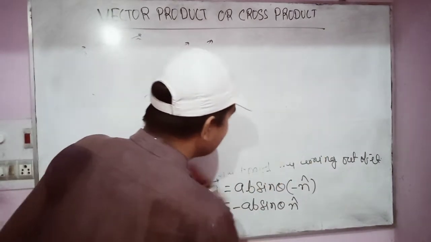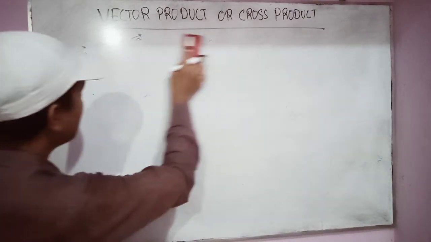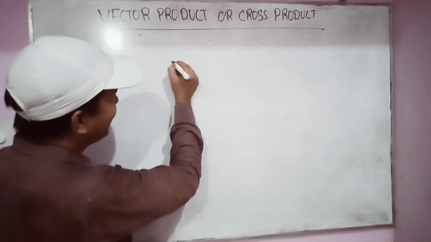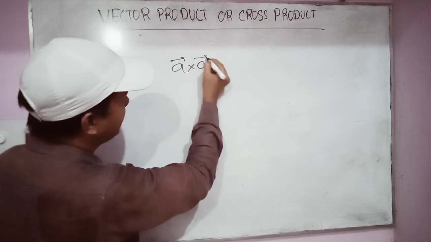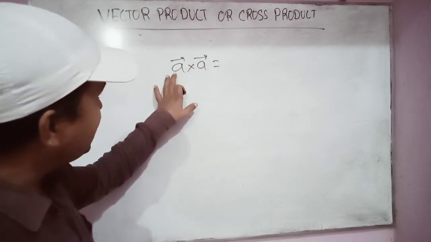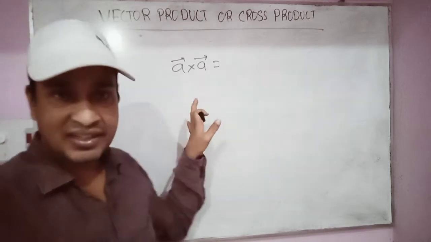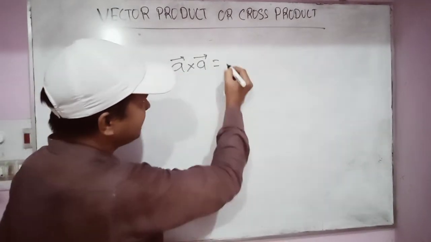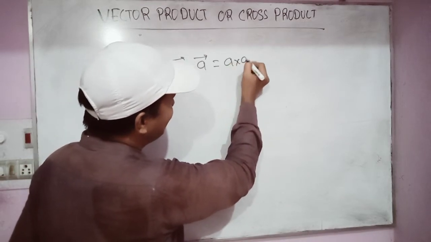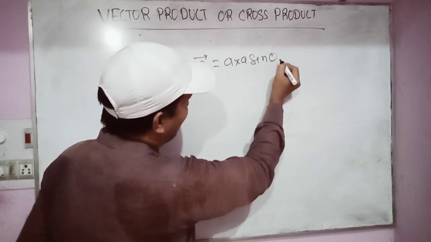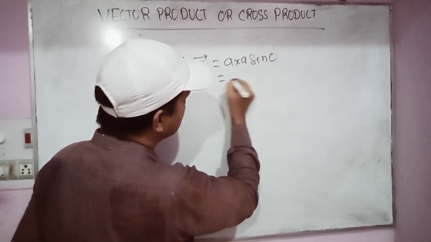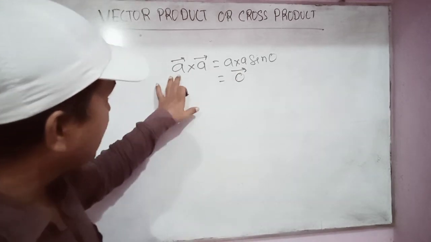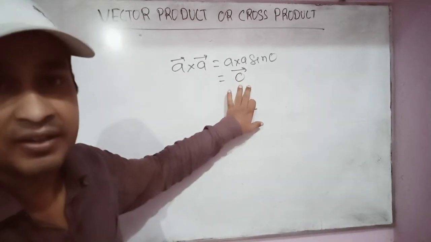Now we will see what is the cross product of a vector with itself. That is, what is vector A cross vector A. First of all, what is the angle between the vectors? These are equal vectors, same vectors. So the angle between them is 0 degrees. So the magnitude of vector A cross A is A into A sin 0, and sin 0 has value 0. So it can be written as a 0 vector. So the cross product of two equal vectors is a 0 vector.